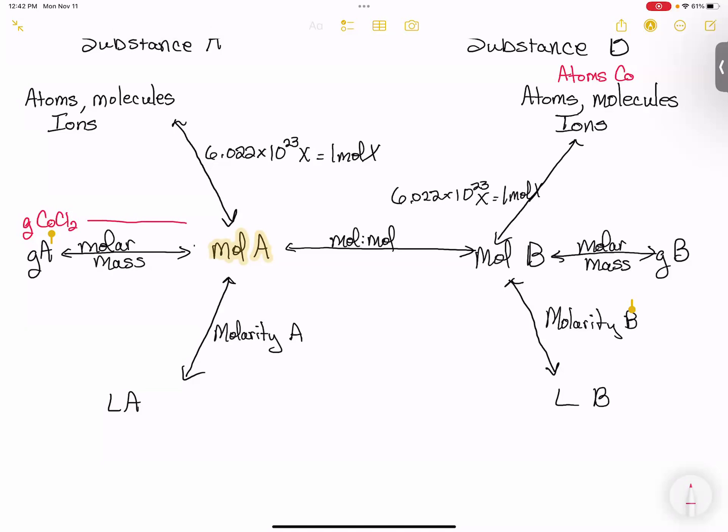Why do I know that? Because I started here. First conversion factor I used was molar mass. That got me to moles of A. And then I used the mole to mole ratio to go from cobalt chloride to cobalt. And then I used Avogadro's number to get to atoms of cobalt. So I used this conversion factor, that conversion factor, and that conversion factor on my way to the calculation. So if you're not one that gets the process, maybe this map will help you.